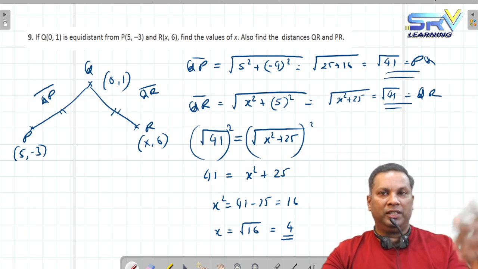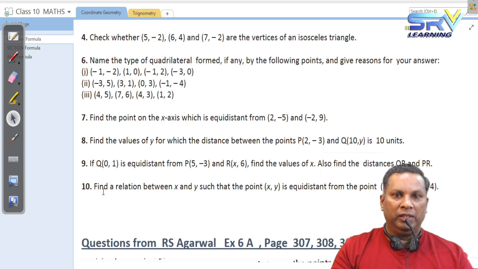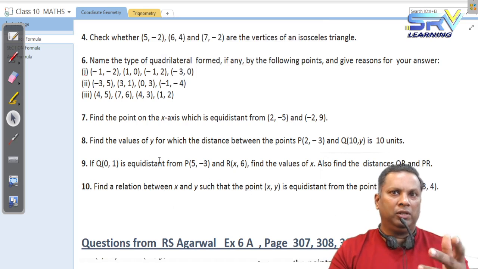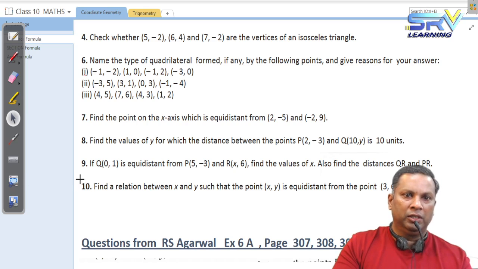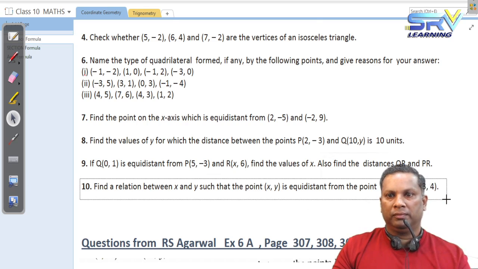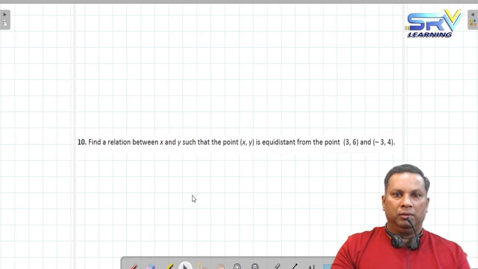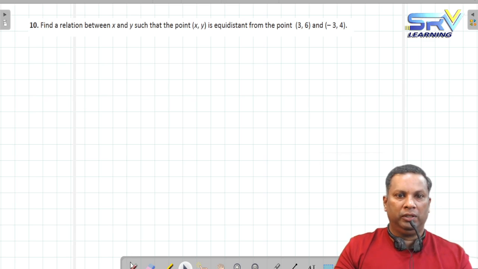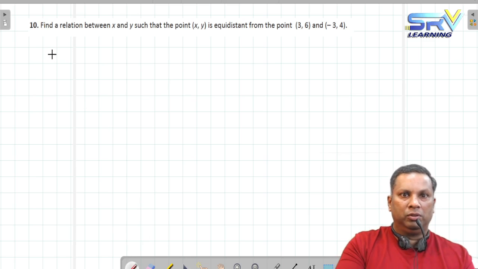So the 10th question is the same. 10th question: find the relation between x and y such that x and y is equidistant from 3, 6 and minus 3, 4. So here we have to find the relation. It is algebra, there is not much in it. So I will show you this one also. So finding the relation between x and y such that these 2 points are equidistant. So let us go ahead.